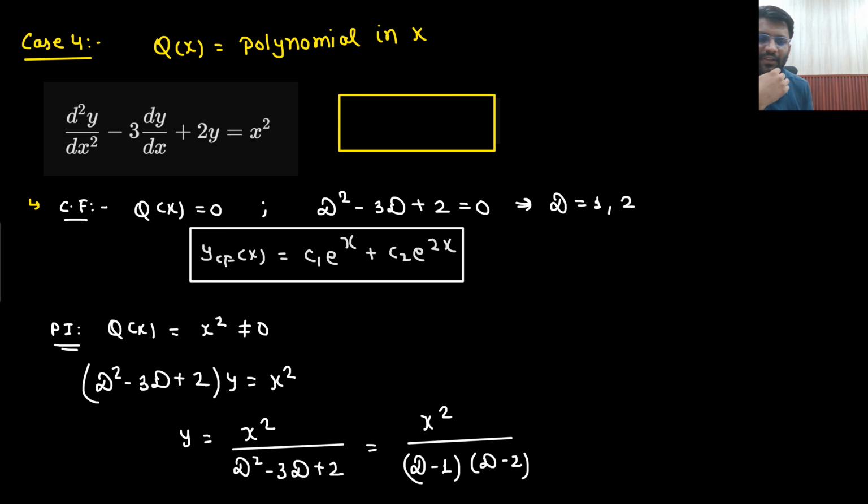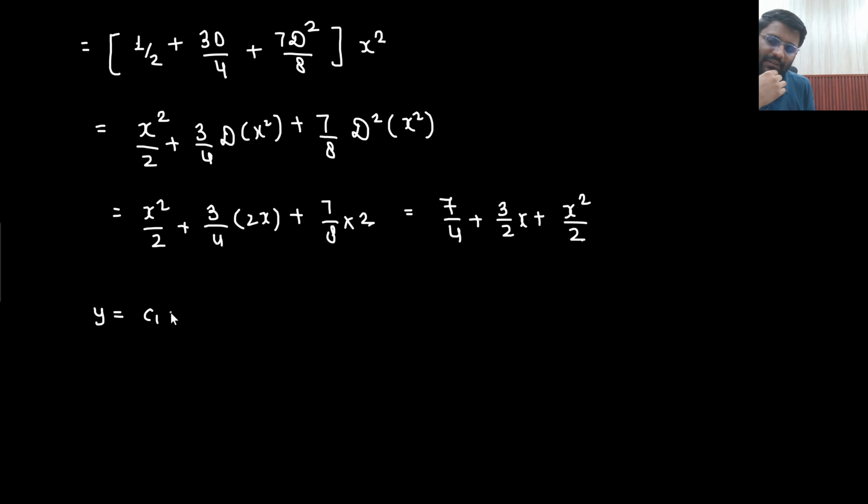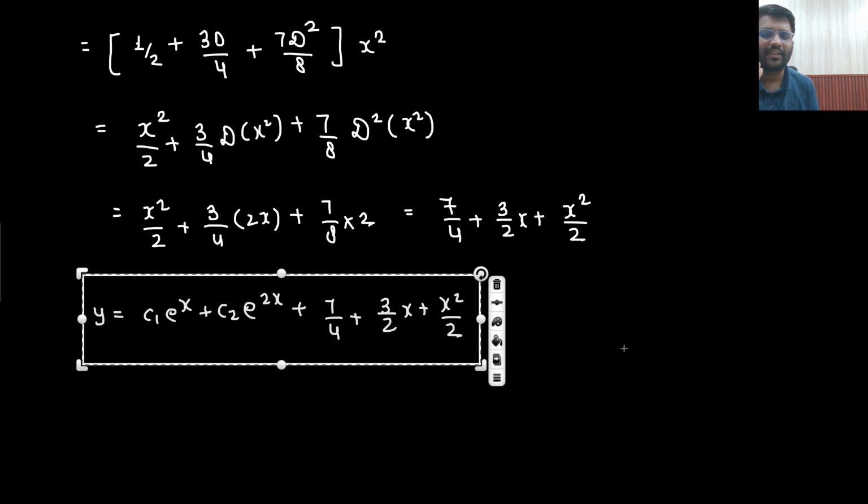What was your CF? CF was C1 e to the power x plus C2 e to the power 2x plus 7 by 4 plus 3 by 2x plus x square by 2. I know, sir, it is a lengthy process, but it is what it is.